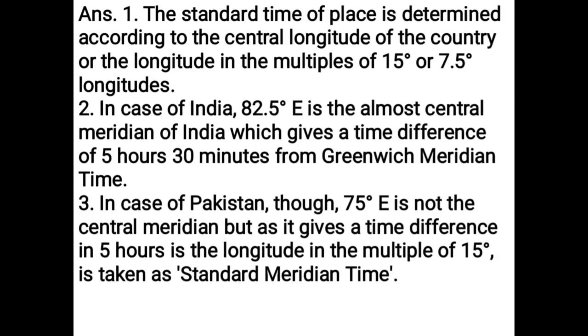The standard time of a place is determined according to the central longitude of the country or the longitude in the multiples of 15 degree or 7.5 degree longitudes. In case of India, 82.5 degree east is the almost central meridian of India, which gives a time difference of 5 hours 30 minutes from Greenwich meridian time. In case of Pakistan, though 75 degree east is not the central meridian, as it gives a time difference of 5 hours, the longitude in the multiple of 15 degree is taken as standard meridian time.